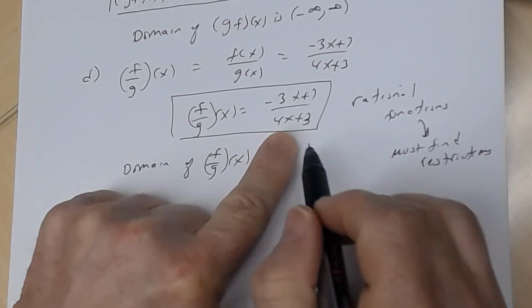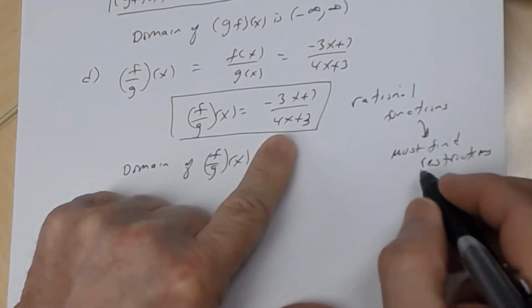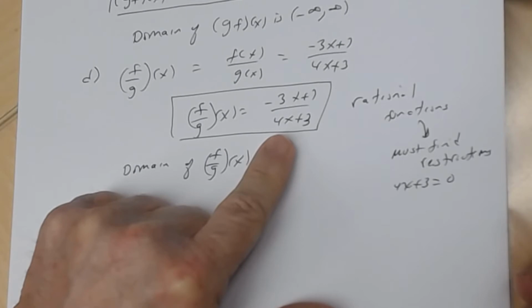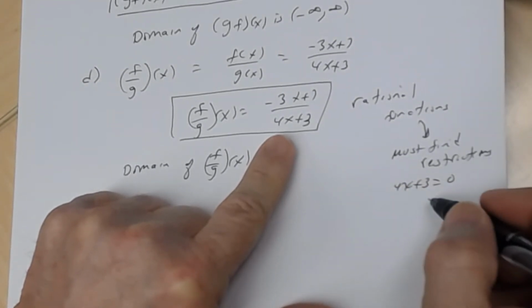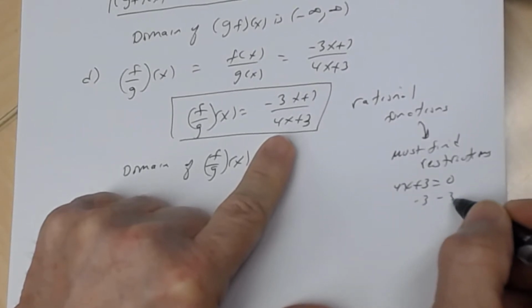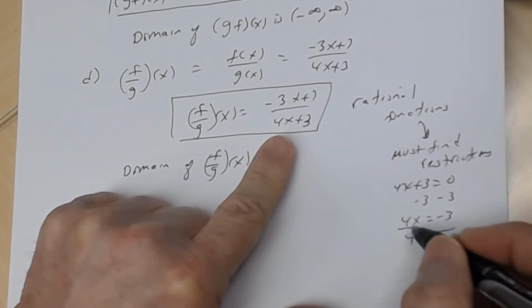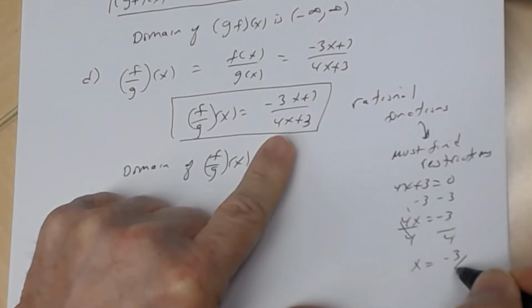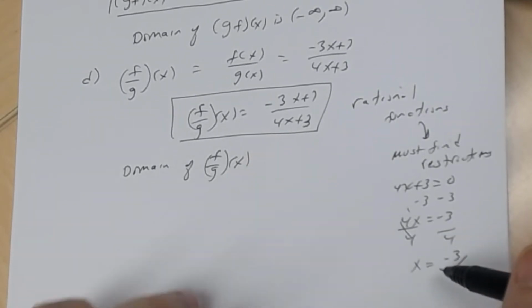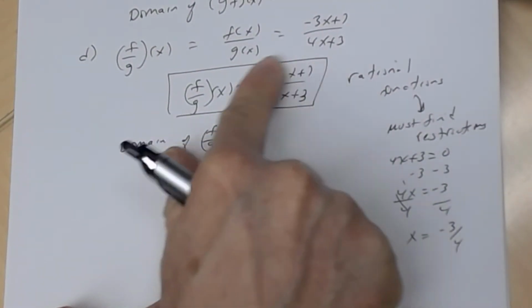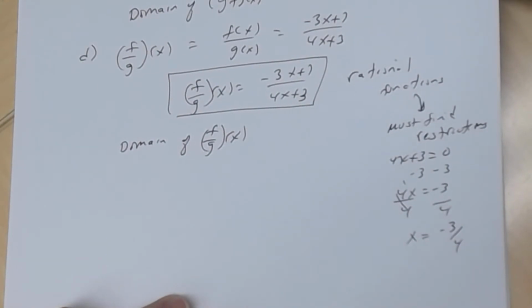Remember, what we did was we took the denominator, just the denominator, and we found out what made that equation equal to 0. Well, what made 4x plus 3 equal to 0? Notice that that's linear, so all I do is subtract 3 from both sides. I get 4x equals negative 3, and then divide by 4. I found my restriction. X equals negative 3/4 is a restriction. So this is the only real number that makes this function undefined.